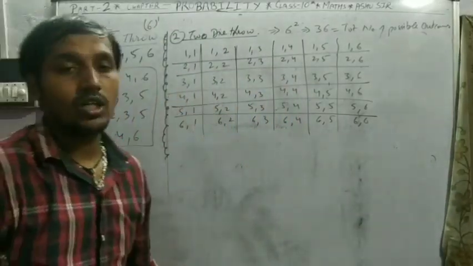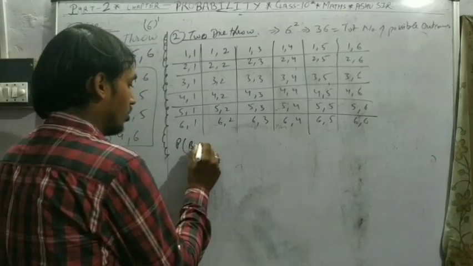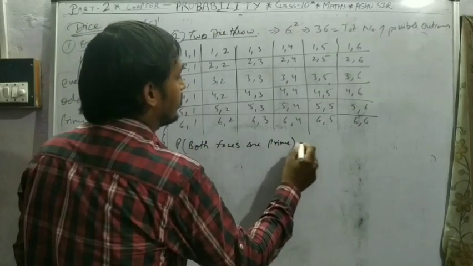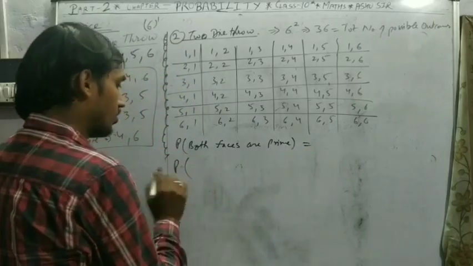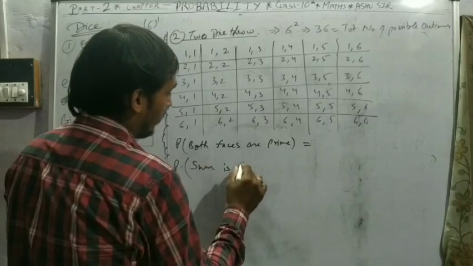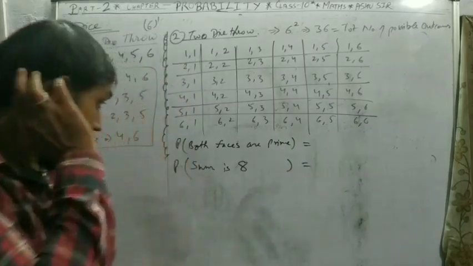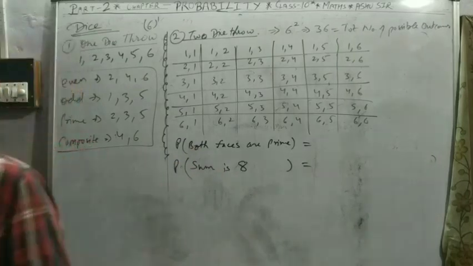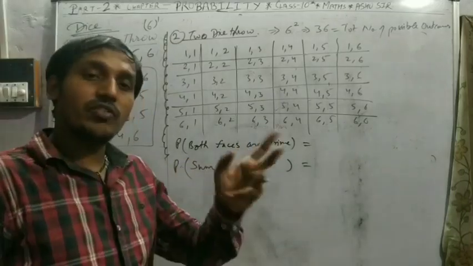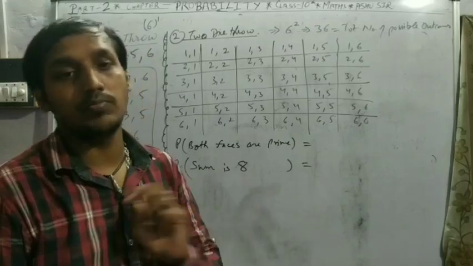But if I say, find the probability of getting both faces prime, and find the probability that the sum is 8. These both questions we have taken when we throw 2 dice. Why do we take these 2 questions? If you see, these 2 are different questions. The first question is based on the faces and the second question is based on the sum.